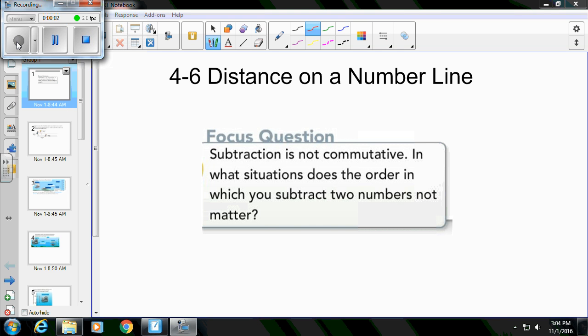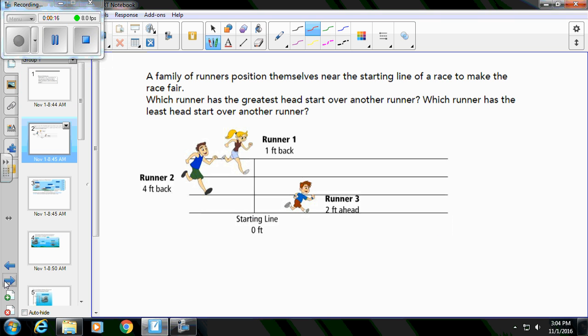Good evening. Today we're going to be talking about distance on a number line. Our focus question today: subtraction is not commutative. In what situations does the order in which you subtract two numbers not matter? So let's look at this example here.